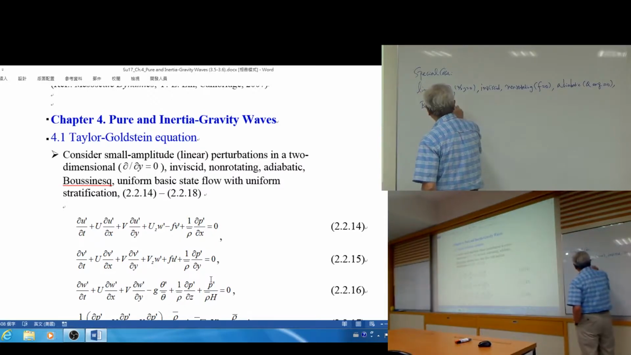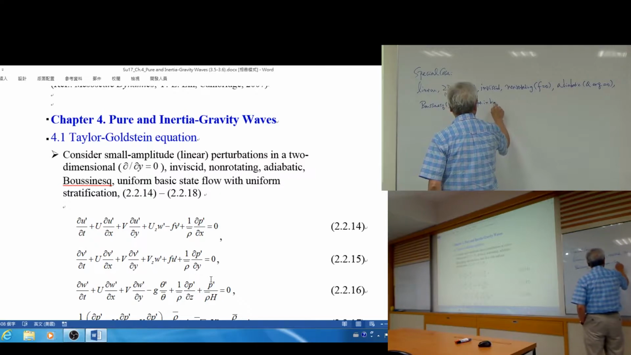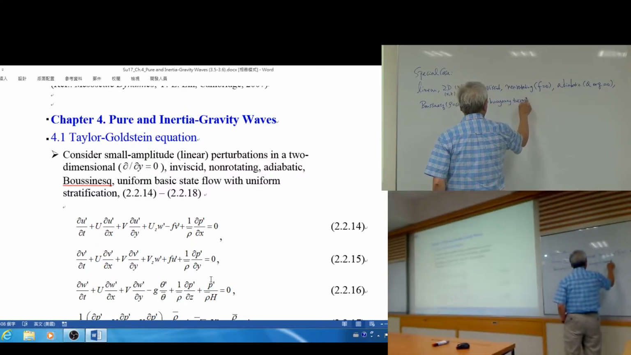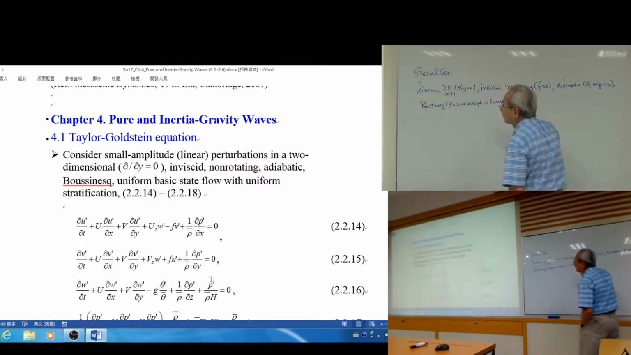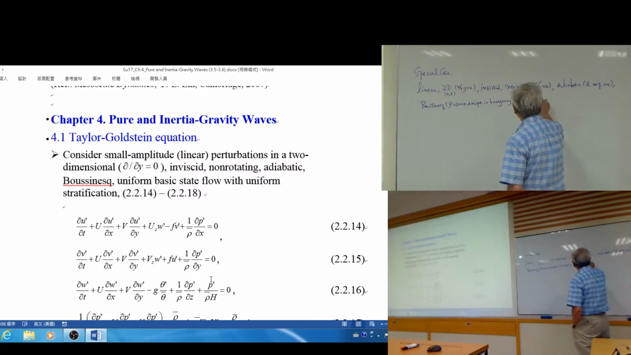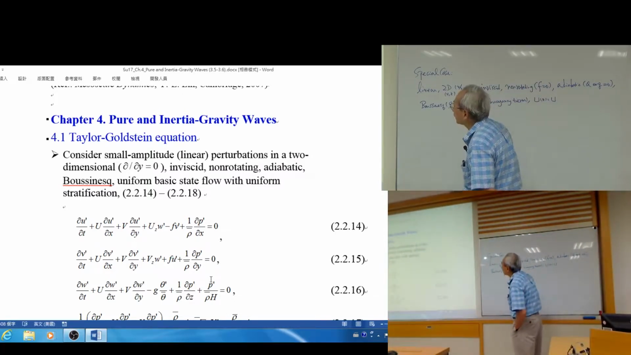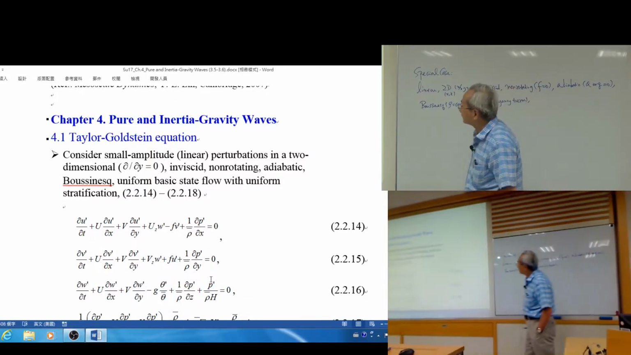That means rho equals a constant, except in the buoyancy term. And then we have uniform flow. So we have U_G equals U. We assume we have U_G. Okay, so uniform flow like this.